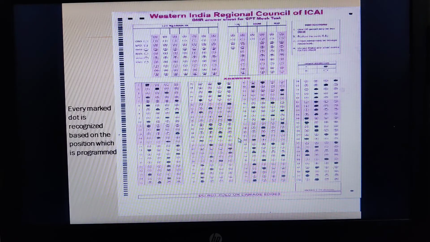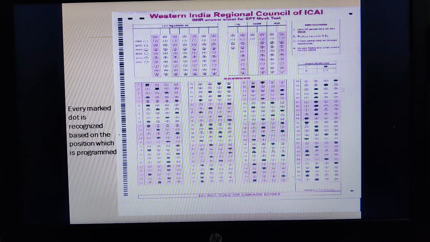Already the answers, everything will be OMR sheets, everything will be pre-programmed in the reader. So based upon that, the OMR will recognize the dots and then it will help in the valuation. It is only used for valuation where objective type answer examinations are conducted.